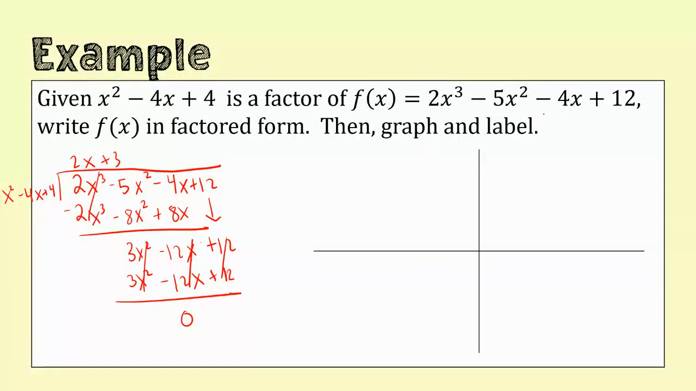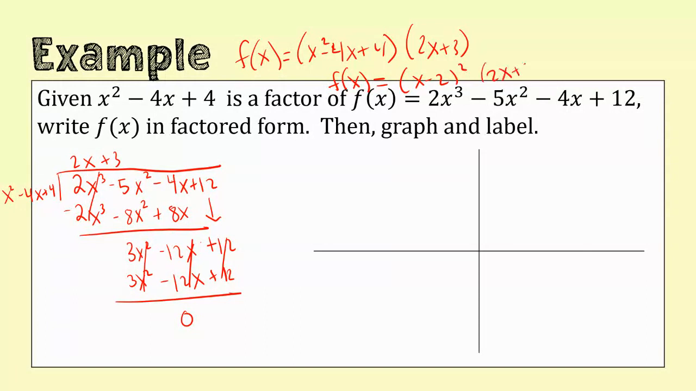Okay, so I have right now, I'm going to just write it up here, f of x equals x squared minus 4x plus 4 times 2x plus 3. This quadratic factor that I was given actually factors more, so it's f of x equals x minus 2 squared times 2x plus 3, right? And so this answers the first question that I was asked. Notice that I have f of x written. I don't have an expression, I wrote the equation f of x.